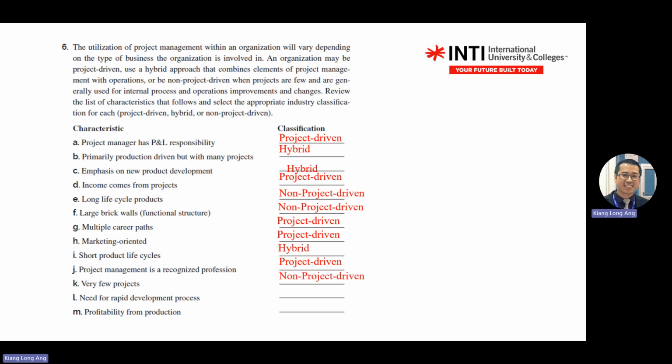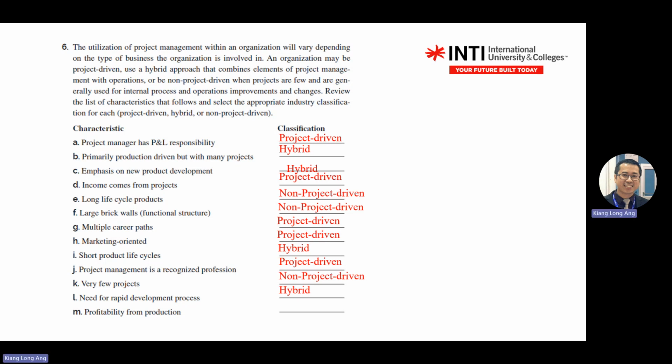Non-project. Okay. Need a rapid development process. Okay, it's a hybrid. Do you see hybrid? It always links with R&D. Where's R&D? R&D is not here. Hybrid, short product life cycle, emphasize on new products. So new product, they normally go on this one. So need a rapid development process.